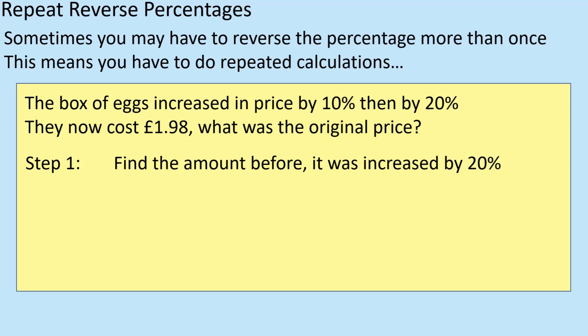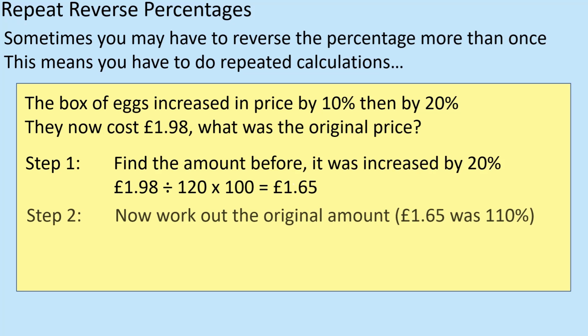From the 20%, that's 120%, so I need to divide by 120 and times by 100. That gives me £1.65. So that's after the 10% one, isn't it? I've taken off the 20% to get £1.65. Then I need to do it again. £1.65 was now 110%, so divided by 110 times by 100, and it's now £1.50. So the original price was £1.50.